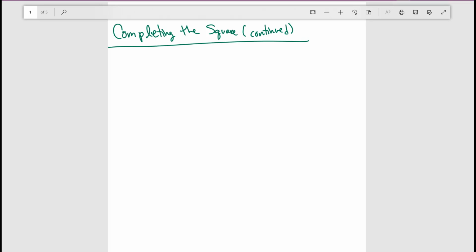Let's continue with completing the square. So here's another problem. Let's say we want to complete the square and solve x squared, let's do another minus, minus 5x plus 11 equals 0. The first thing that we want to do to complete the square is isolate all the x's and the numbers. So we'll move the 11 over. So I have x squared minus 5x is equal to negative 11.